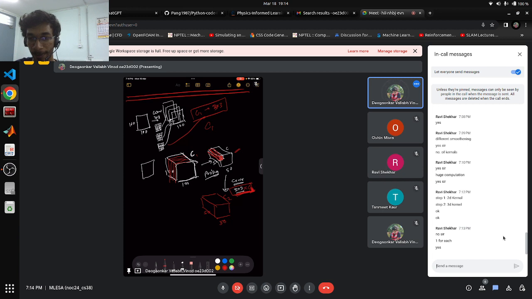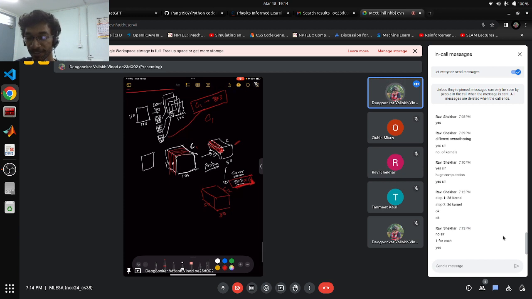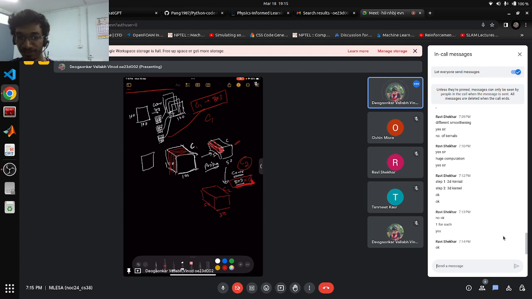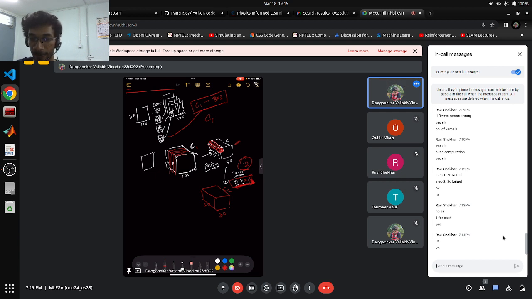I'm saying now that in the second step I have C2 number of kernels. But each of these C2 number of kernels is a 3D volume, of 3 cross 3 cross C1 size. That's the idea. Is that making sense?